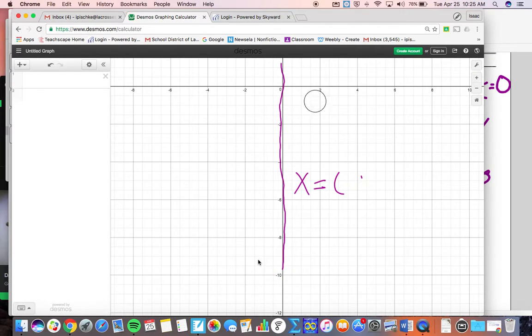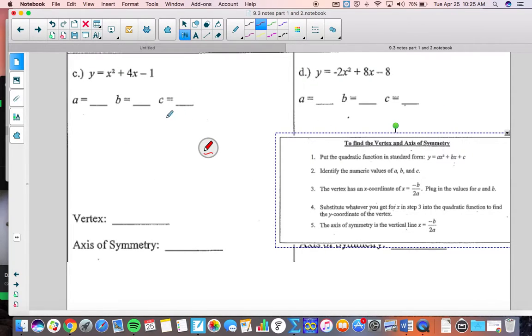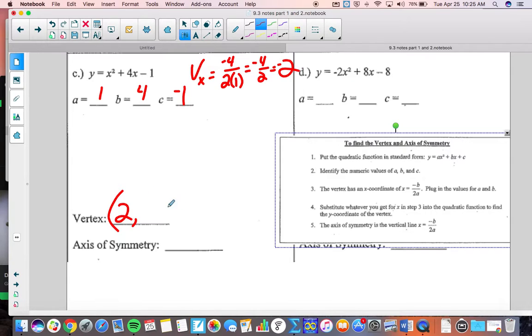All right, let's try 2 more. So identify A, B, and C. This is already in standard form. So A is 1, B is 4, C is -1. The x value of the vertex is going to be the opposite of B. So that'll be -4 divided by 2 times A. A is 1, so 2 times 1. So we get -4 divided by 2. That equals -2. So we know that's our x value, -2, and the axis of symmetry will be x equals -2, a vertical line going through all the -2's for x.